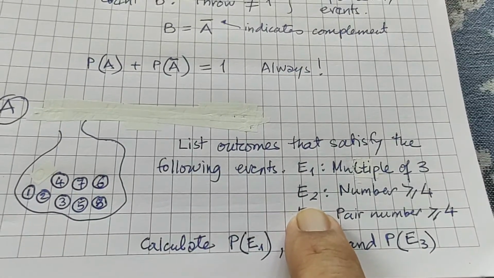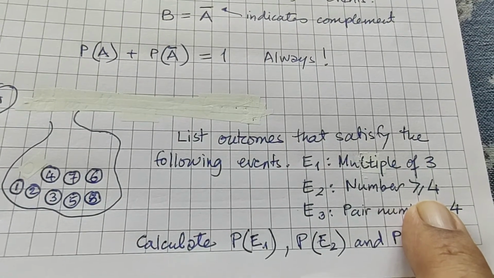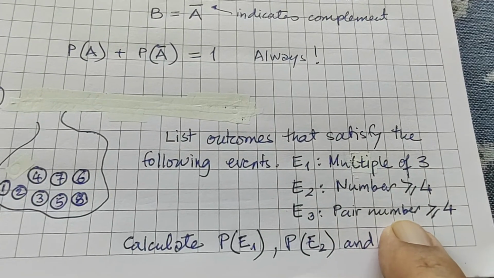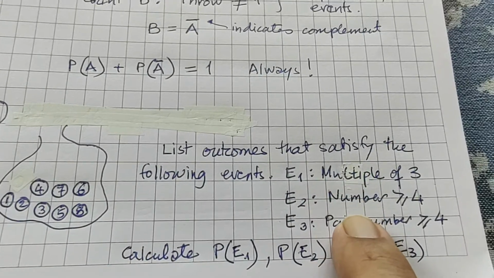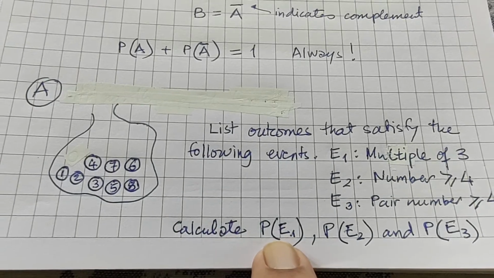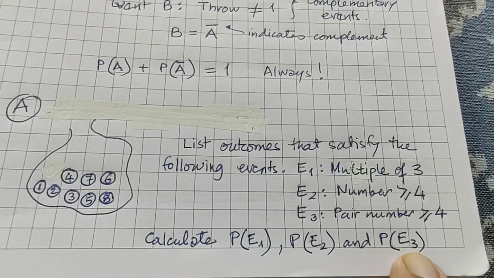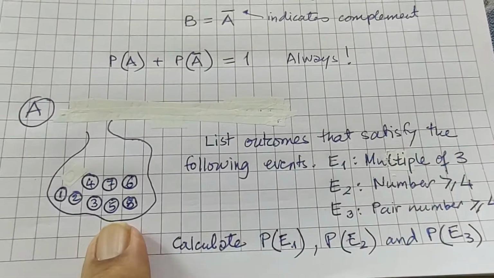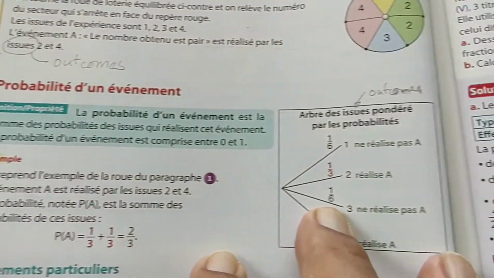Similarly, you write E2 where the number is greater than or equal to 4, and E3, a pair number greater than or equal to 4. So you do these two, you can even do the first one even though I told you what it is. And then you have to calculate P of E1, the probability of event 1, probability of event 2 and probability of event 3. This is the in-video problem. In the next video, we will take up the probability tree.